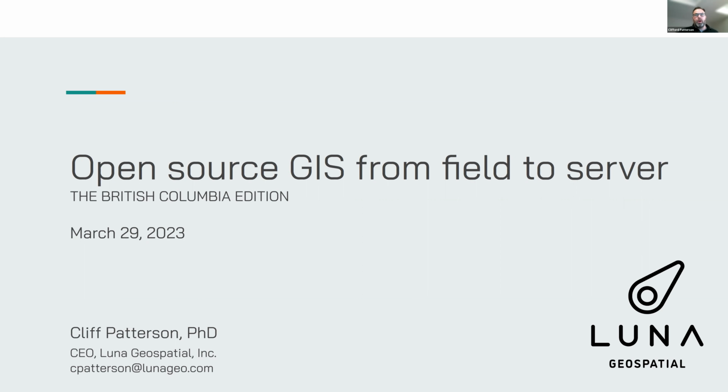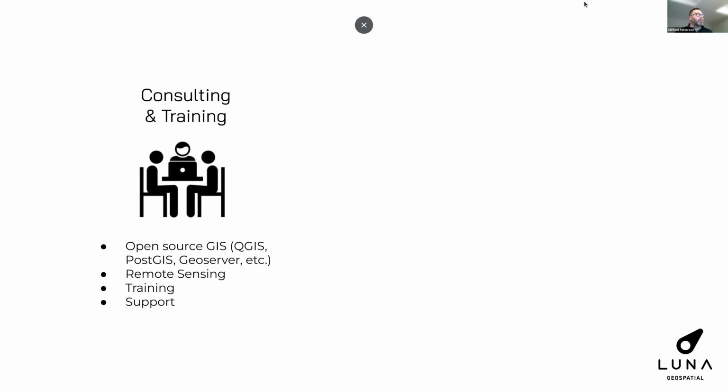Okay, so welcome, and we're going to be running through a whole bunch of stuff today. I just want to give you a little background on our company. So we're Luna Geospatial. We're a London, Ontario based company. We specialize in open source GIS. We do consulting and training, focusing on everything from QGIS to PostGIS, Geoserver. We offer training and ongoing support.